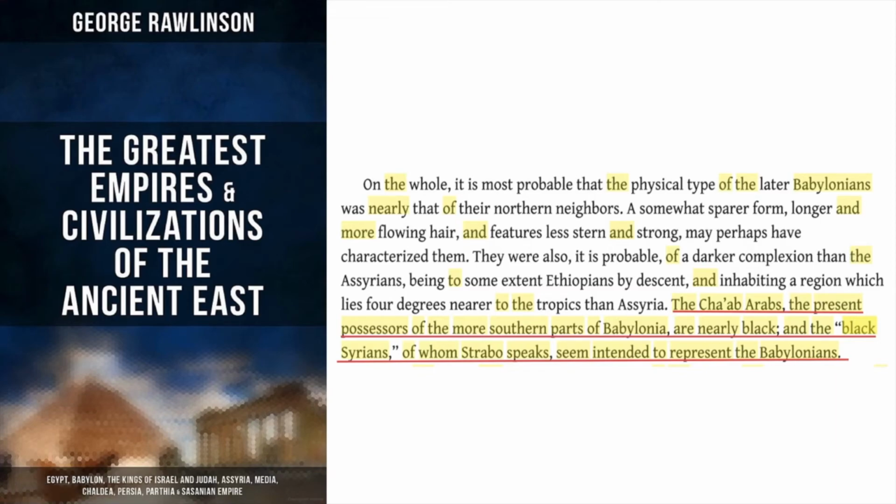So it says the Chaldean Arabs, the present possessors of the more southern parts of Babylonia, are nearly black, and the black Syrians of whom Strabo speaks seem intended to represent the Babylonians. So of course Strabo, a Greek historian, even spoke of these black Syrians and even connects them to Babylonia, the southern parts of Babylonia as well. And by the way, that was from The Five Great Monarchies of the Ancient World by George Rawlinson.